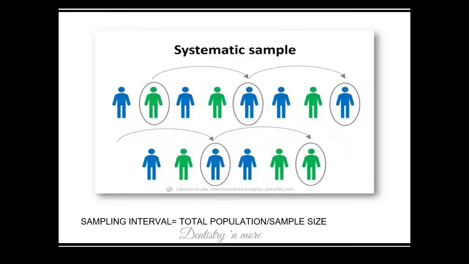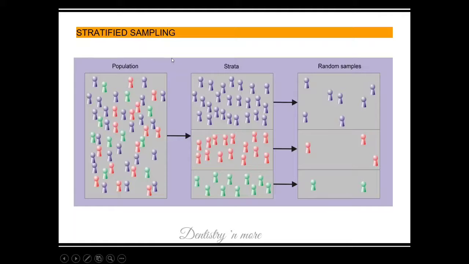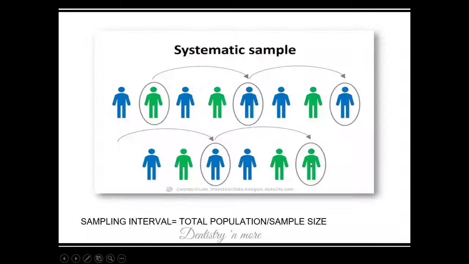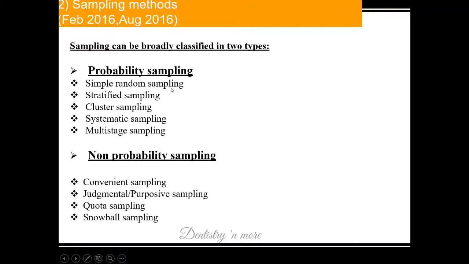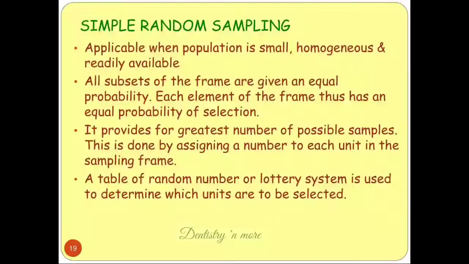So sampling interval is used for systematic sampling, whereas in stratified sampling, sometimes the population will be heterogeneous. There will be males, females, sometimes kids, teenagers, adult population. So what we do is, first we make them into strata. Suppose this is adult people, this is teenage people, this is kids, and from each population we randomly select people. Okay, so this is random sampling. So in probability sampling, simple random is the basic level of sampling, and it is done in all sampling methods. So it ensures the equality. It ensures each participant's probability to be in the study.